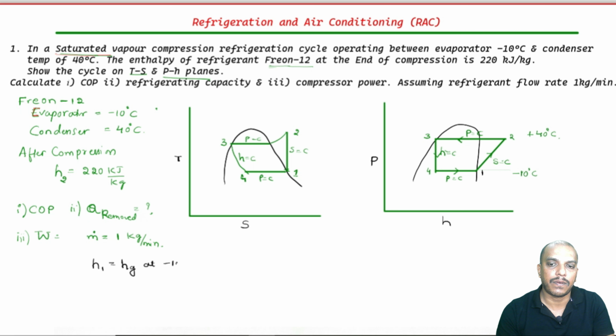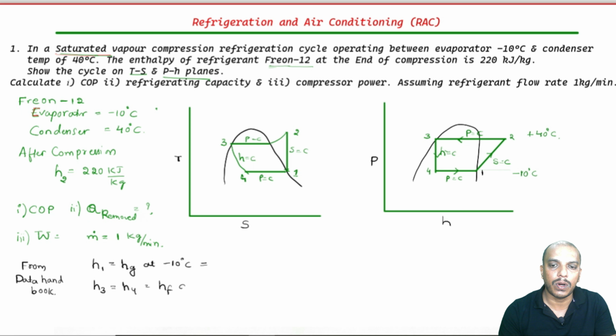-10 degrees Celsius, from the data handbook. For Freon 12 table, Hg at -10 degrees Celsius will be the value of H1. H2 he has given himself: 220 kilojoule per kg. Now let us go for H3, which is equal to H4, because enthalpy is constant. H3 is equal to HF, because a saturated liquid is denoted as HF in our data handbook, at 40 degrees Celsius.